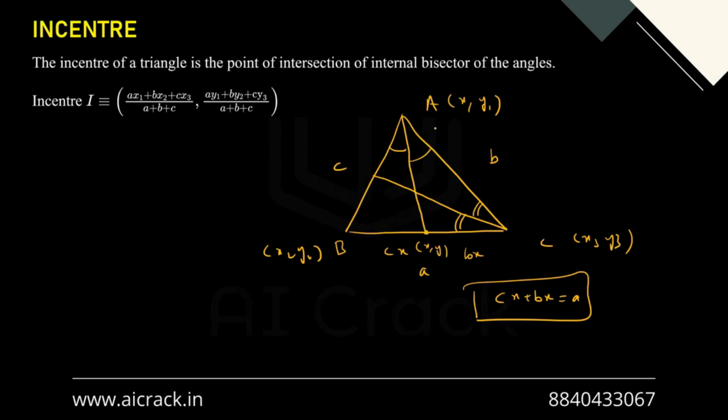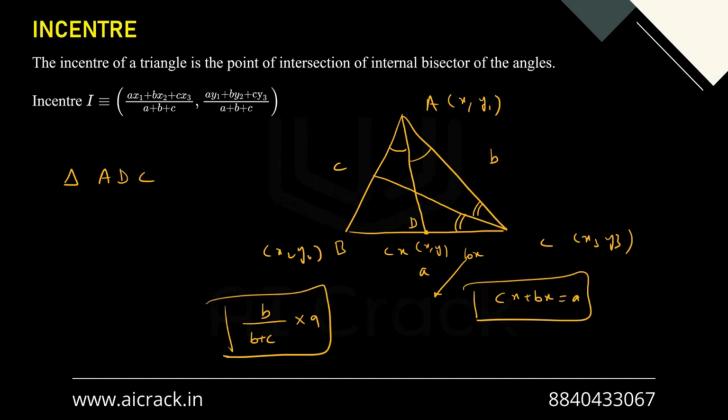Now, if I talk about triangle A, and let's say this point is D. If we talk about triangle ADC, this angle bisector is also the angle bisector of triangle ADC, right? Because this angle is being divided. Now we know that BX is nothing but b upon b plus c multiplied by a. If I try to find the value of x, I'll get this value only. So this length, sorry, CD length is b upon b plus c multiplied by a, right? CD length, this length. And this length is b.